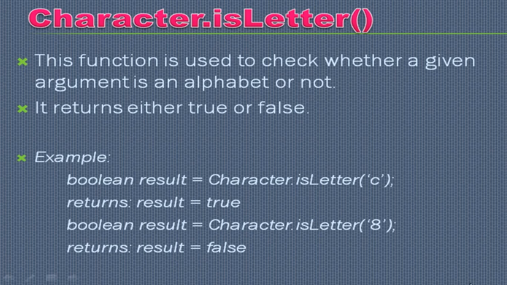When the function is executed, it checks whether the given argument is an alphabet. If it is an alphabet, it returns true. So it returns a Boolean data type. If the argument is a number, then it returns false. You can see an example here: boolean result equals Character.isLetter within single quotes, an alphabet. Since it is an alphabet, it returns true. In the next example, the argument is a number. Since it is a number, it returns false.